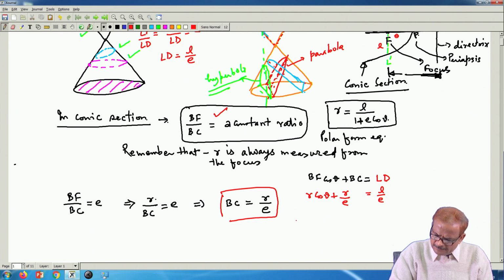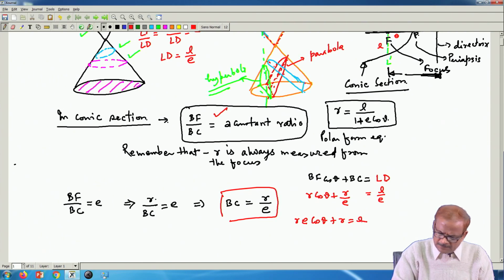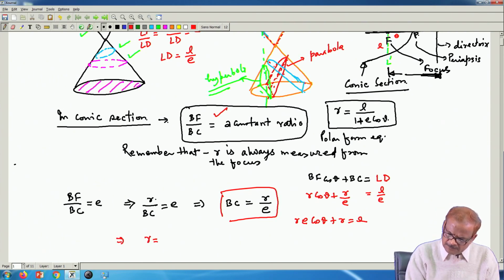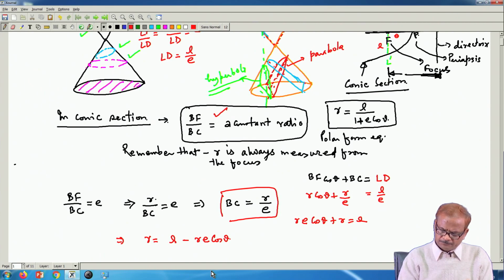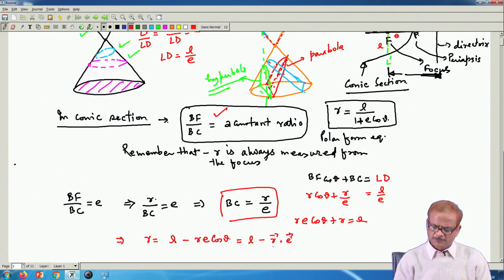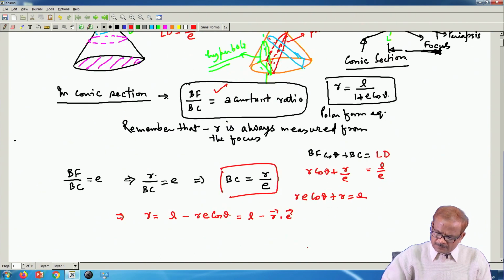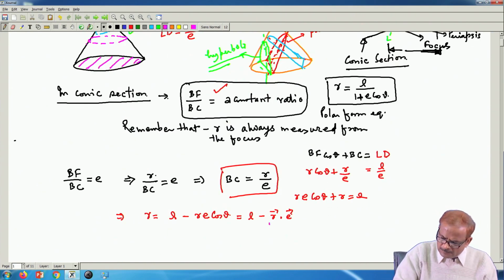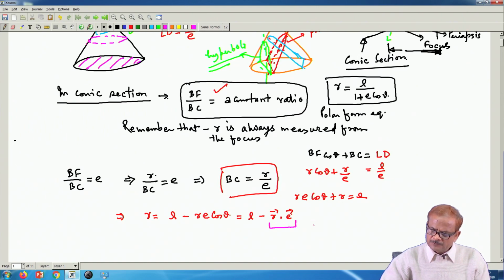We simplify it a little bit. So, we can write it as R e cos theta plus R equals L, and this implies R equals L minus R e cos theta, and this can also be written as a dot product. This is R e cos theta. So, what we observe from this place is this particular quantity R dot E. So, R is a vector.